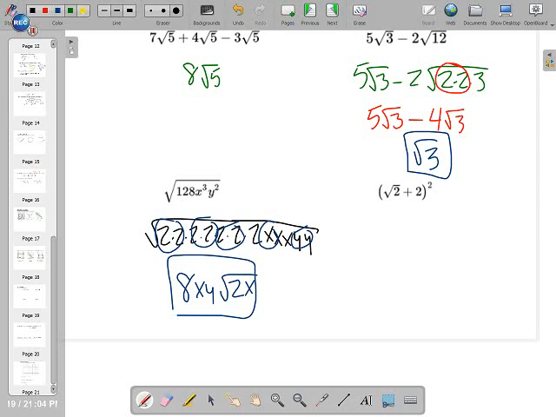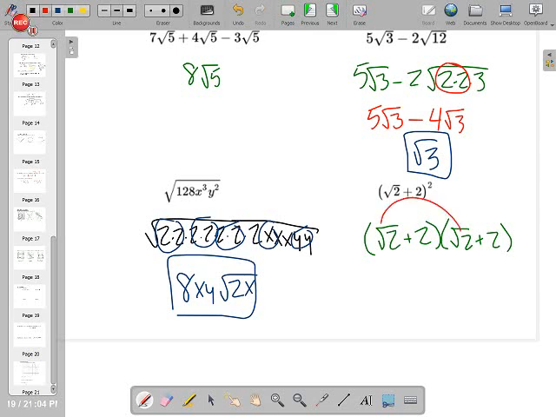Last radical to simplify. This is a quantity squared. You cannot distribute exponents. Please don't ever do that. Your math teacher just, you just hear this. That was my head hitting the table. So we're going to write this out. Radical 2 plus 2 and radical 2 plus 2. Because you need to FOIL, ladies and gentlemen.